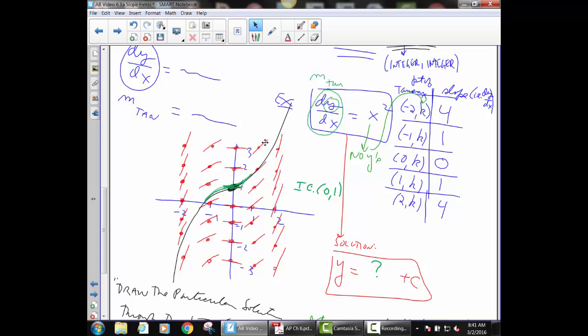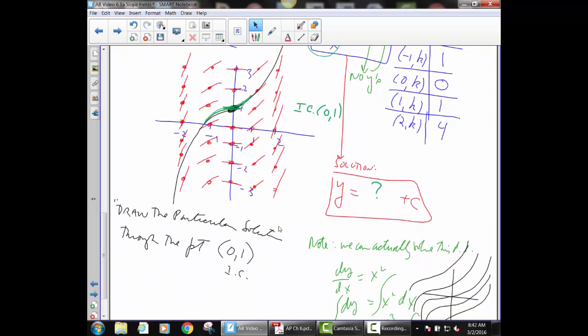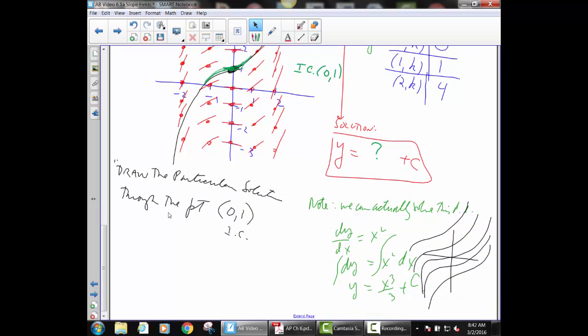Any point 1 comma something, the slope is 1. Any point 2 comma something, the slope is 4. And then what you can do, for example, if you pick an initial condition, 0 comma 1, this represents, if you drew all of them, you'd have the family of curves, but this is the particular curve through the point 0, 1. And what you've got to do is kind of stand back and look and see what the general shape of the graph is. So you draw the particular solution through that initial condition, okay?